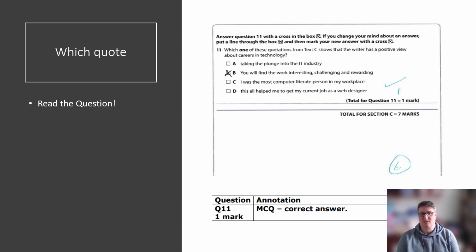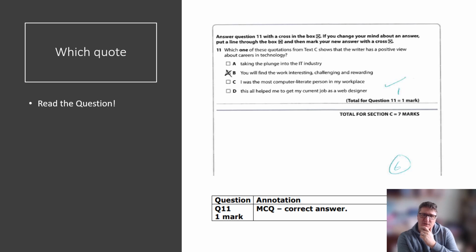Which one of these quotations? So you're only looking for one answer from text C that shows the writer has a positive view. One quotation, the positive view about careers in technology. Taking the plunge into the IT industry does talk about careers in technology. Is it a positive view? No, it's not really anything.